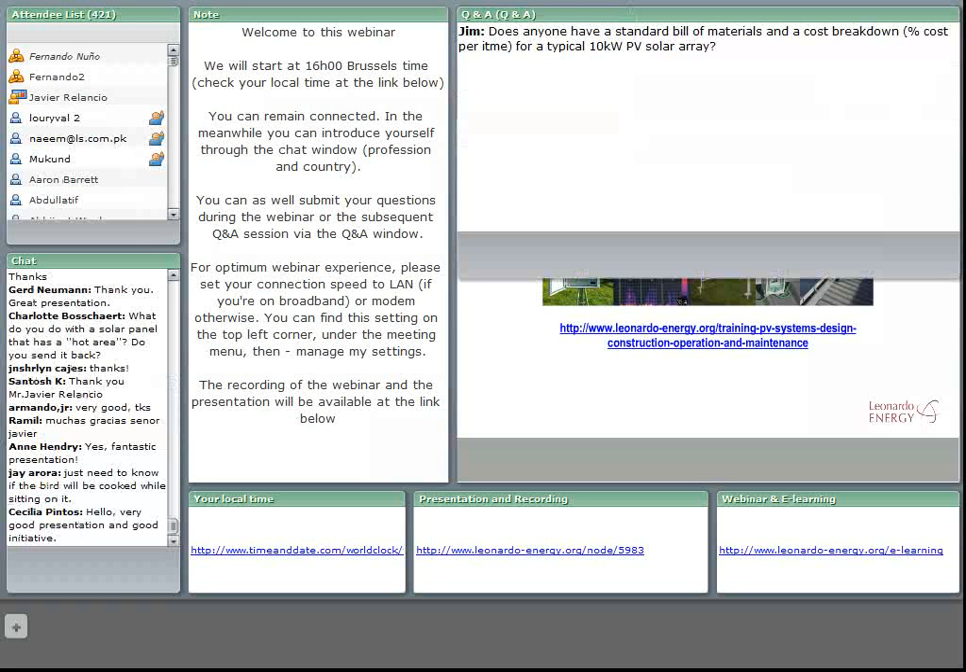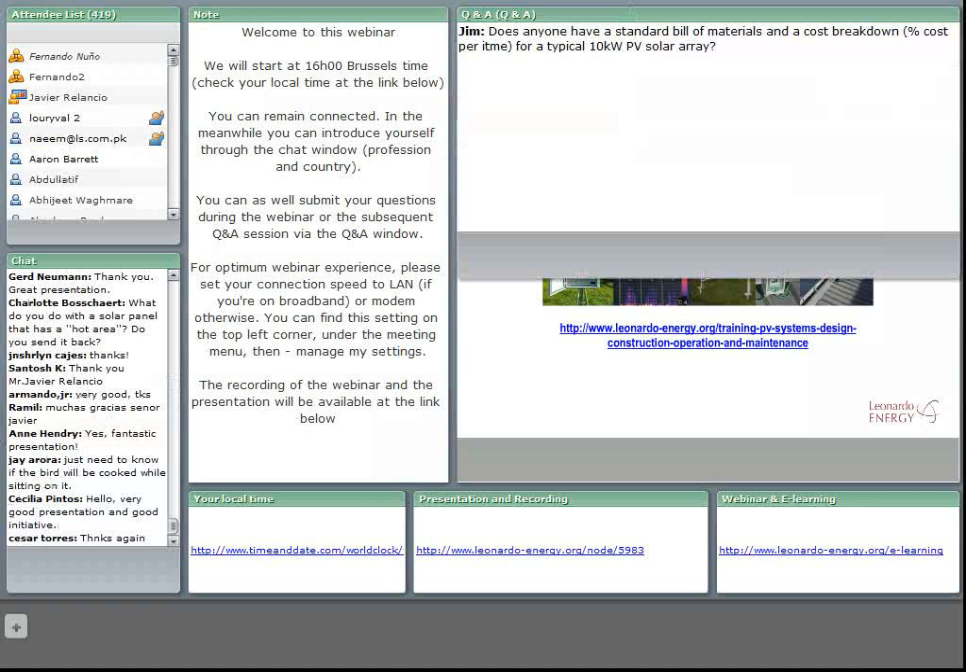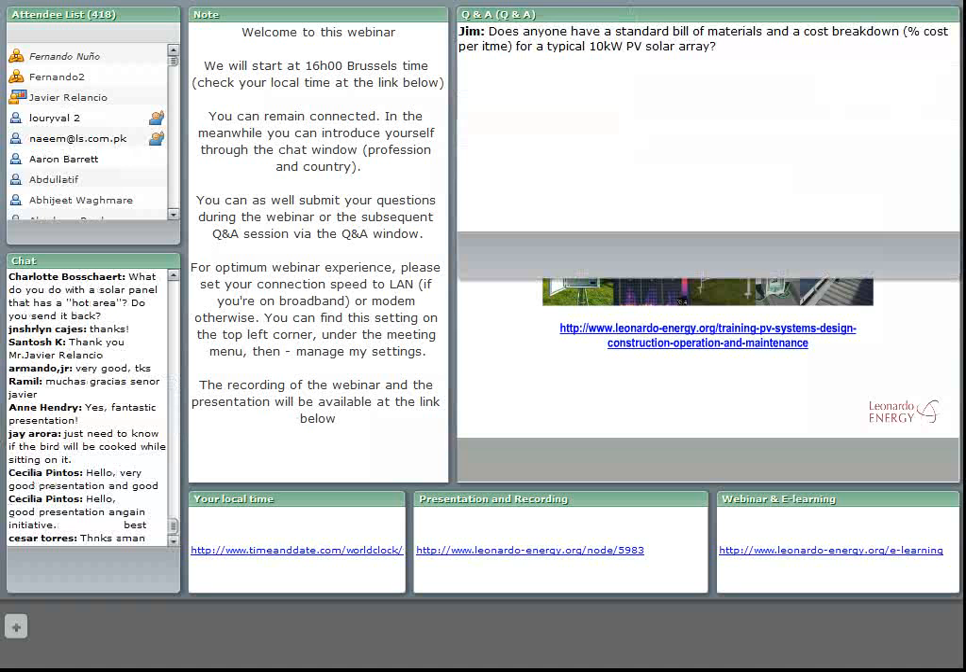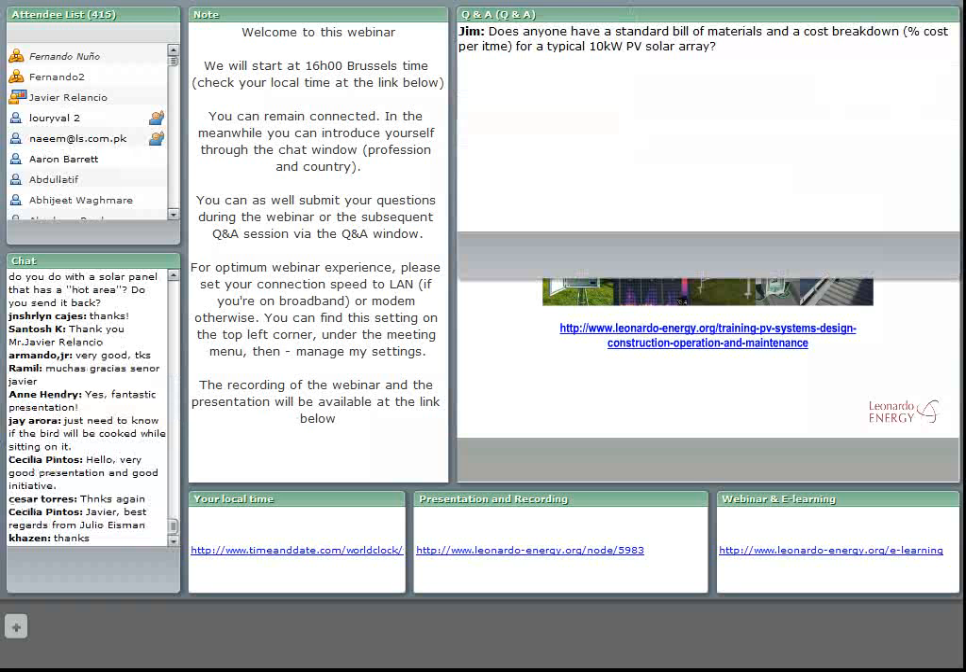Well, this is a generic question. He's asking for the bill of materials and the cost breakdown for a typical 10 kilowatt PV solar array. We can maybe try to do the breakdown in some next sessions, but more or less we can estimate nowadays that, depending on which country we are talking about, the cost per kilowatt peak should be around 3.4 euros per kilowatt peak. So this is the cost that can be more or less considered, depending on each country.